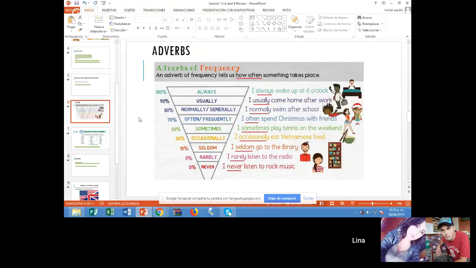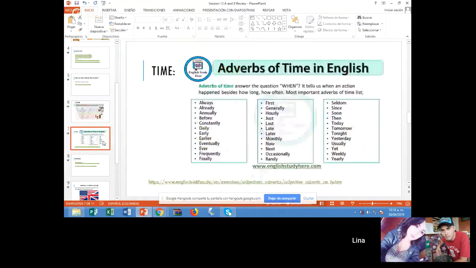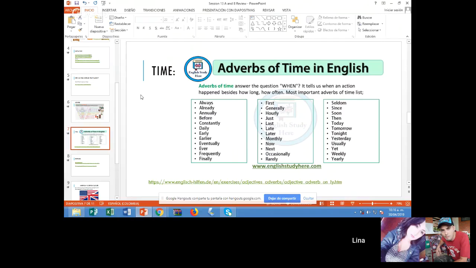So, for example, we use always, usually, normally, often, sometimes, rarely, never, seldom. And this explains to us how often something takes place. But here I have another example of adverbs. We have the adverbs of time. These adverbs answer the question when. They tell us when an action happened, besides how long or how often. The most important adverbs of time are on this list. So I want you to pay attention.